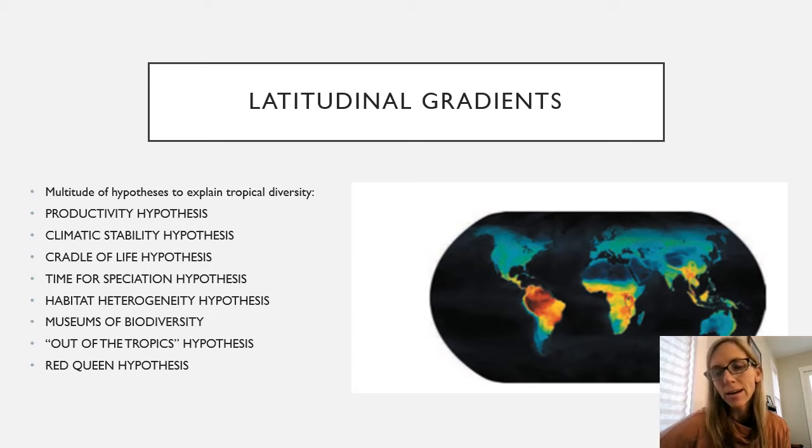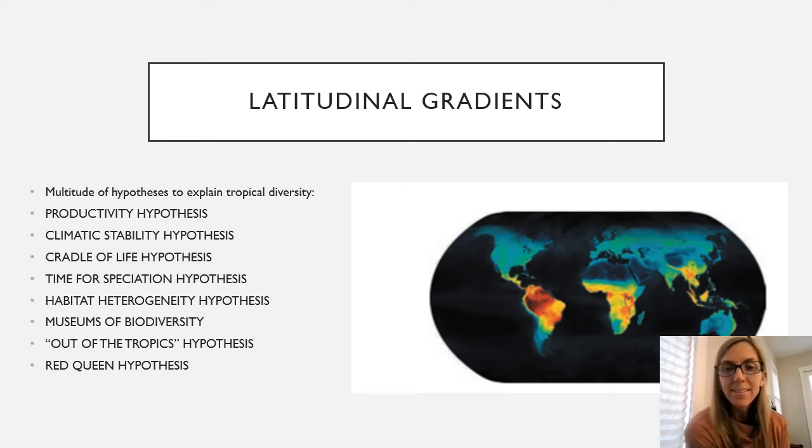If we think of the trophic levels of species in an ecosystem as a pyramid, that wider base of primary producers that we might see in the tropics would of course lead to a greater number of species as we move up those trophic levels all the way to the top. And of course, primary producers are ultimately limited by climatic factors.